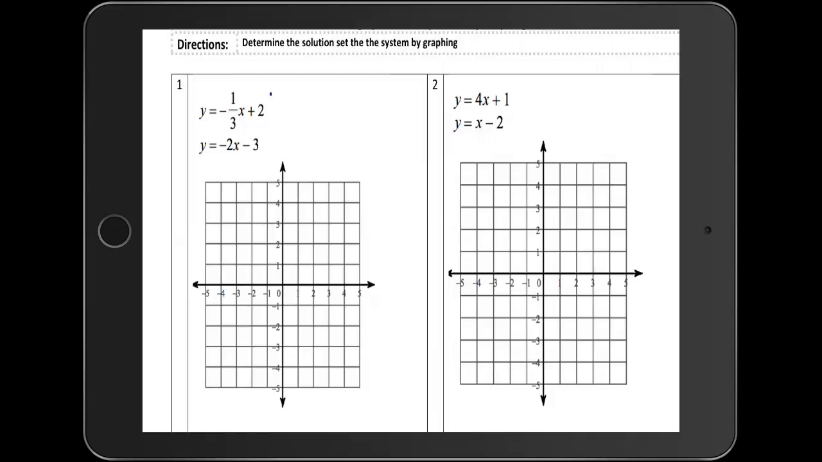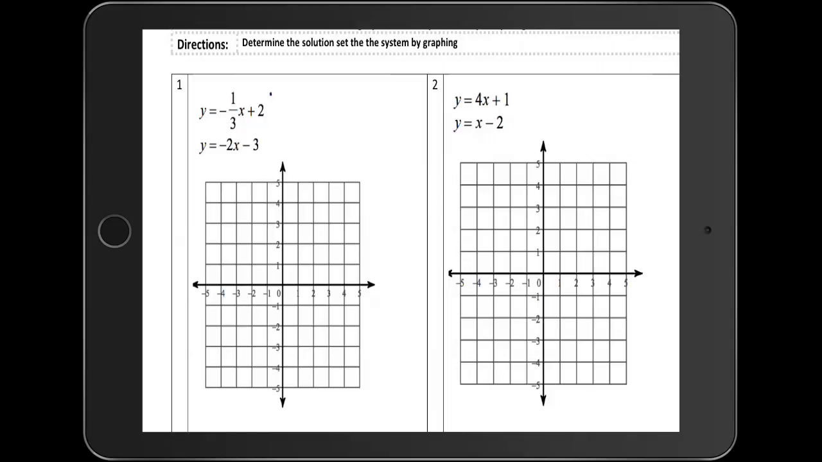Okay, so what we're doing is trying to find the solution to this system of equations. When we have a system of equations, the solution is the point, that means a coordinate point, an x value and a y value pair that will make both of the equations true at the same time. One way to find the solution is to graph each of these lines, and where they intersect, that's the point that makes both equations true at the same time.